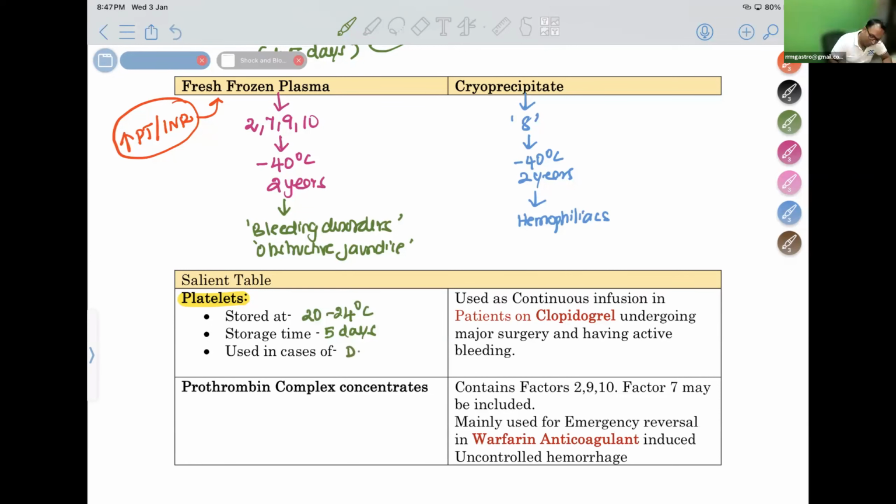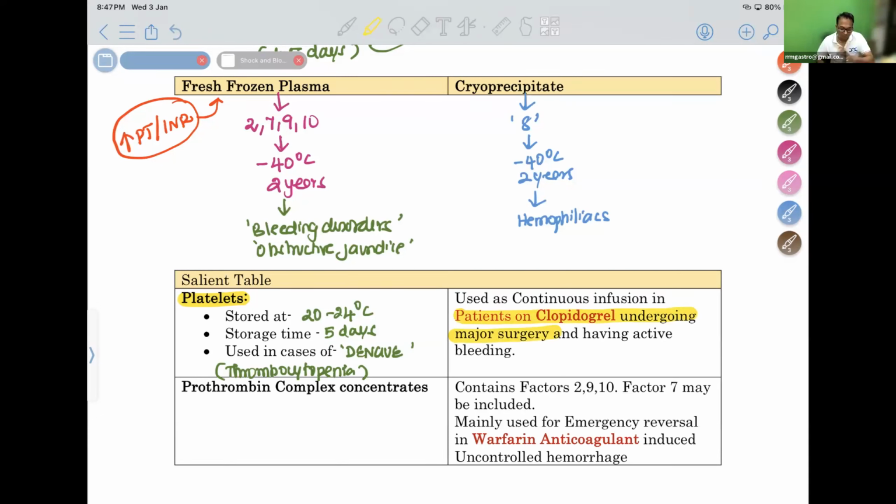It is used in cases of dengue. You know very well, it is used in times of dengue and other thrombocytopenias. So any patients who are having thrombocytopenia, you will use it. Dengue, you will use it. Platelet is very commonly used in patients who are on clopidogrel therapy and about to undergo any major surgery. So it is used in patients on clopidogrel undergoing major surgery, and during the surgery there is an active bleeding, we have to transfuse platelets.